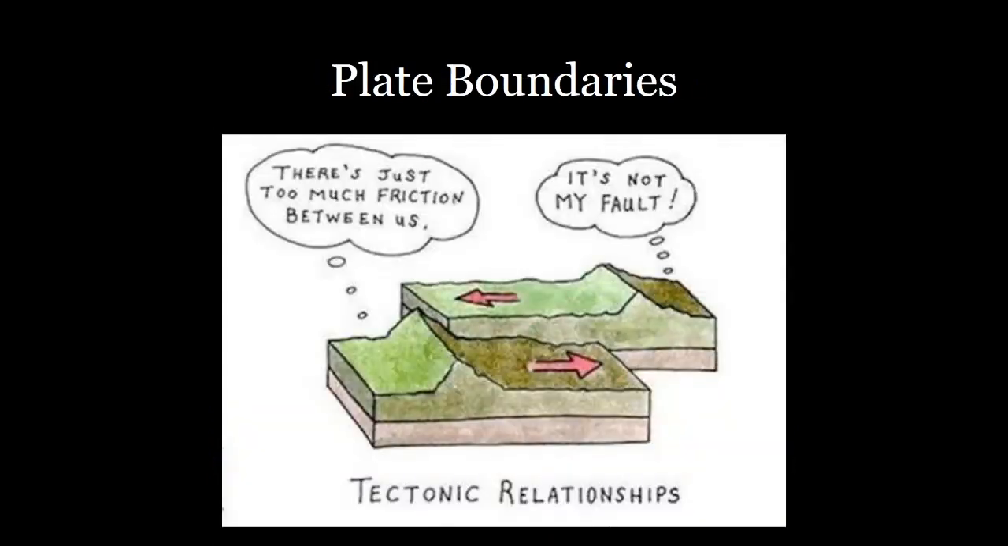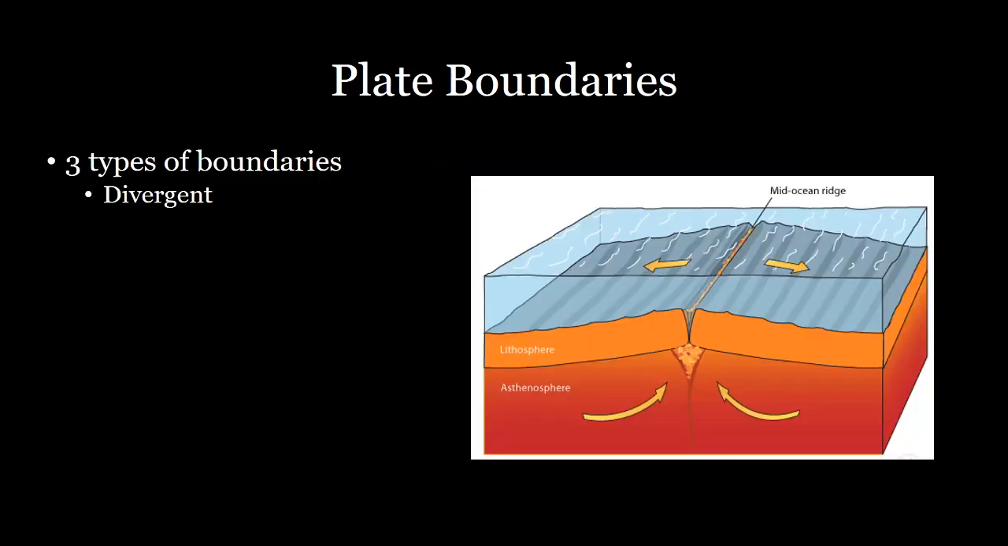Next, we're going to talk about plate boundaries, because when tectonic plates move, the interesting things happen at those boundary locations where you have plates moving against each other. And that boundary is called a fault. And so there are three different types of plate boundaries.